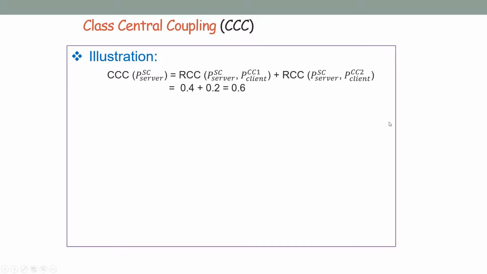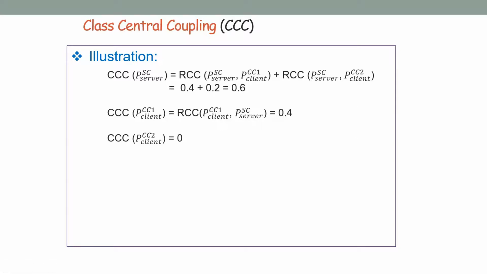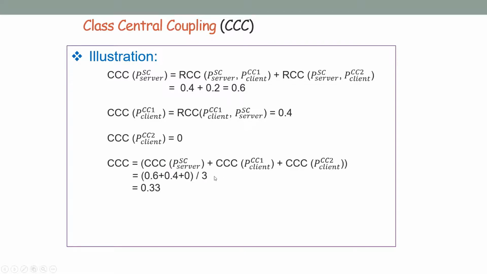Now let me use the same example as used before for RCC illustration to illustrate CCC. For the class level CCC for the SC class in the server process, the computation is 0.4 plus 0.2, so 0.6 here. Similarly, CCC for P client CC1 is 0.4, CCC for P client CC2 is 0. Thus, for the system level CCC, I have the sum of these class level CCCs, 0.6 plus 0.4, divided by 3, and I got 0.33.